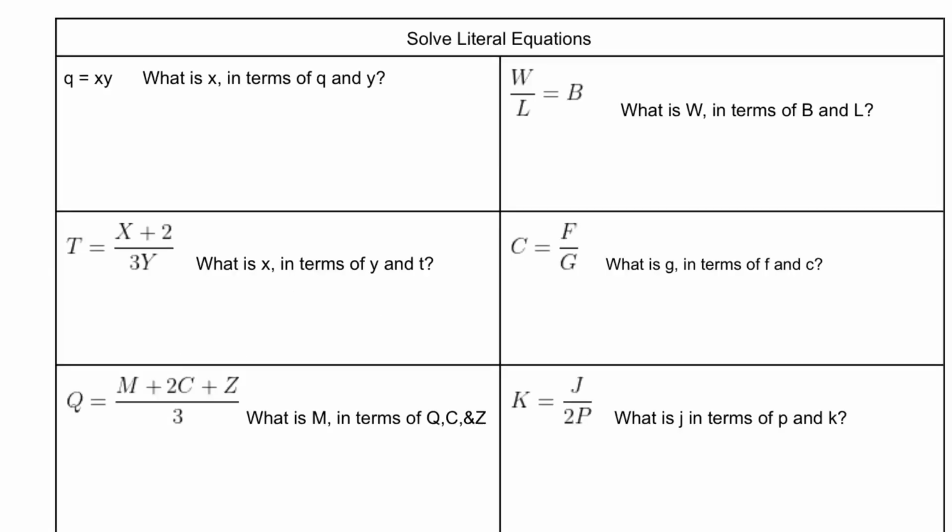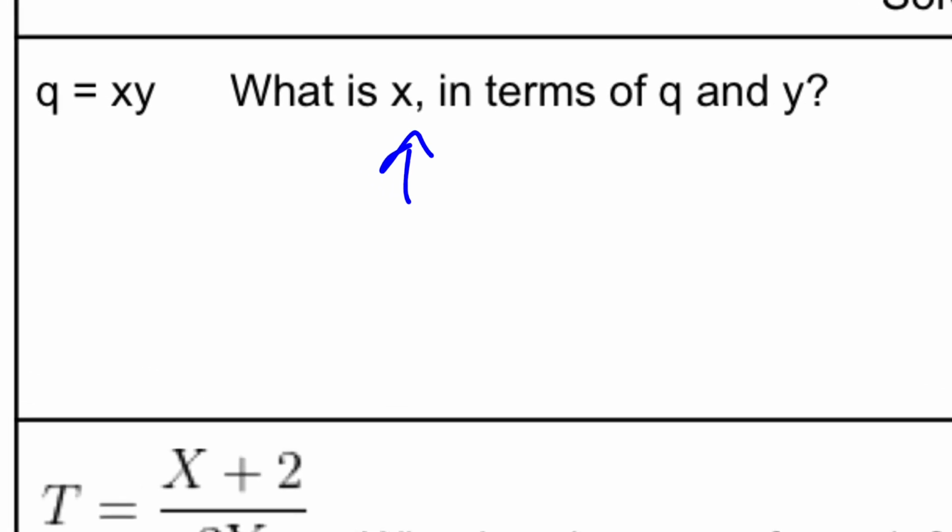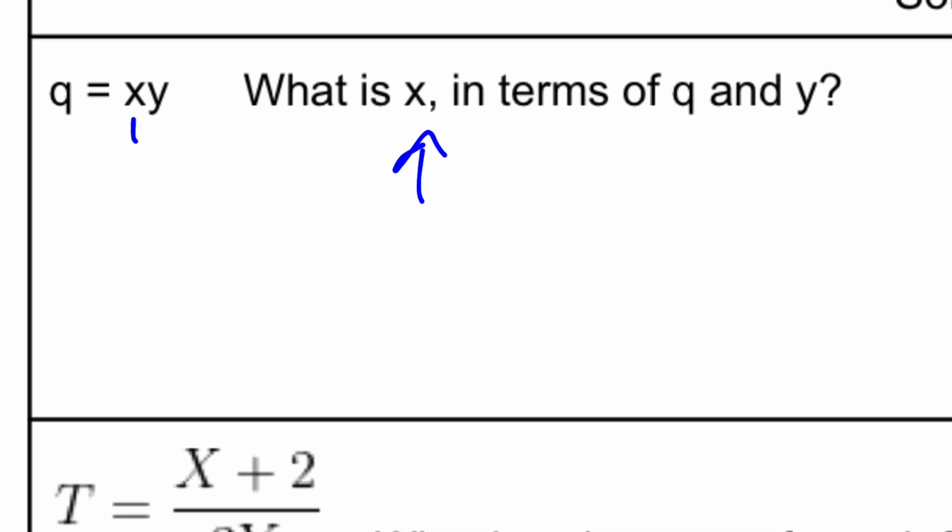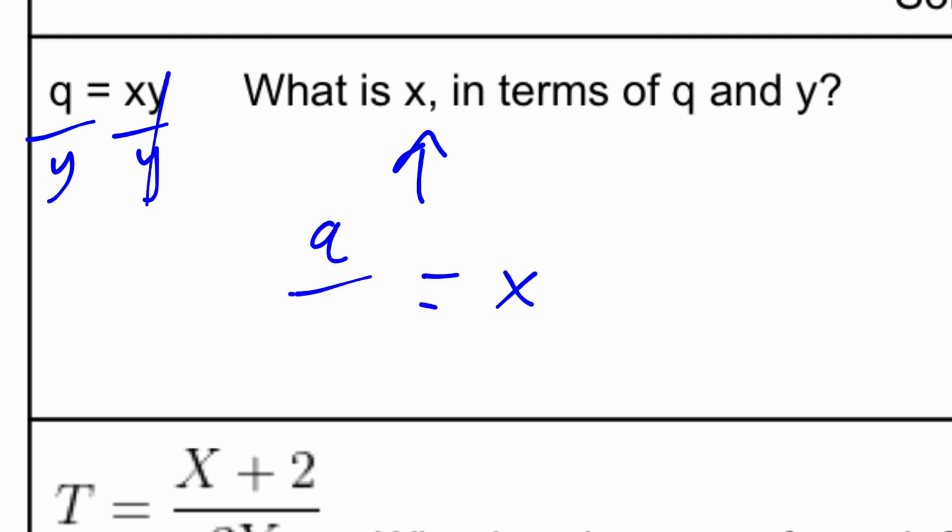So first, let's remind ourselves of our target. What is x, w, g, m, or j? That is the letter we're going to solve for. We're trying to get that letter all by itself. So here, we're trying to get x all by itself. That means we have to get rid of the y. When two letters are next to each other, that implies multiplication, so we divide both sides by y. On the left, y over y cancels out. What is q divided by y? Very simple. It's q divided by y.